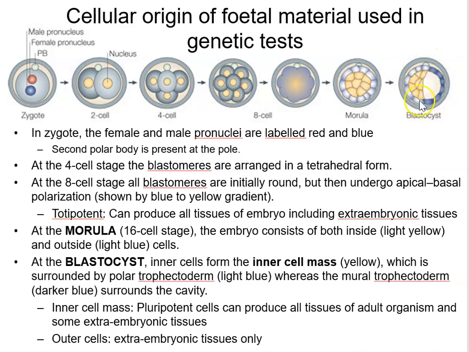We're going to be taking cells that come from what we call the extra embryonic tissue. So the embryonic tissues are going to come from the inner cell mass. The placenta and the extra embryonic tissues are going to come from these outer cells. So we're going to be wanting to sample structures with a chorionic villus biopsy for these extra embryonic tissues rather than actually taking a biopsy from the fetus itself.